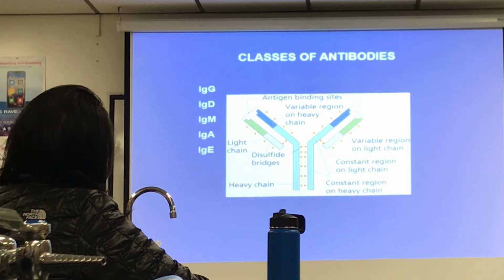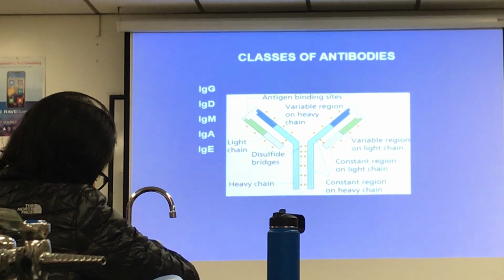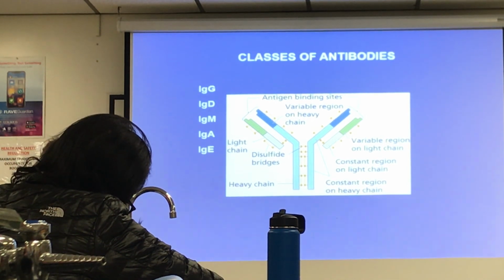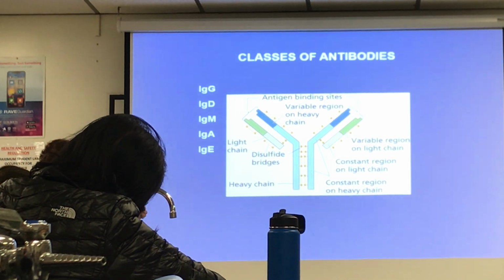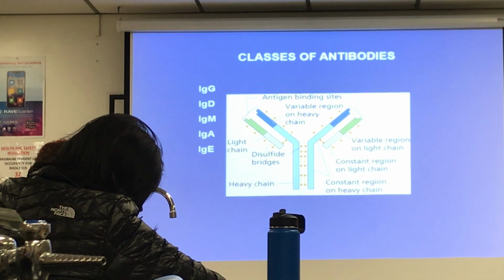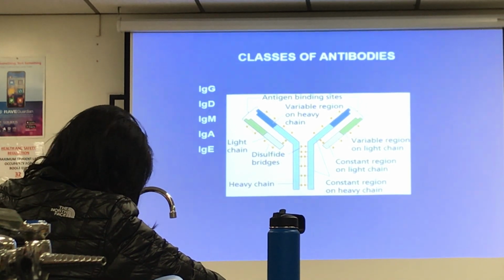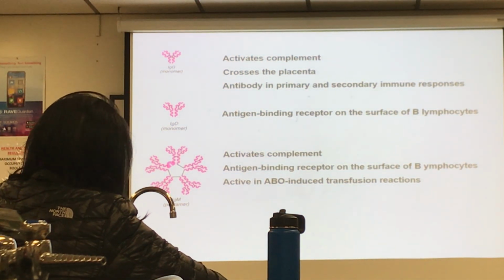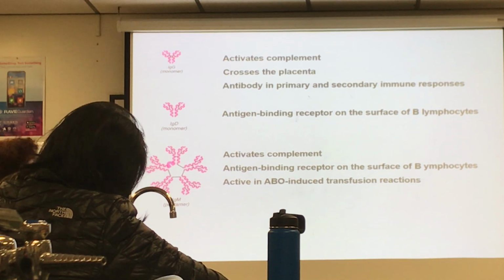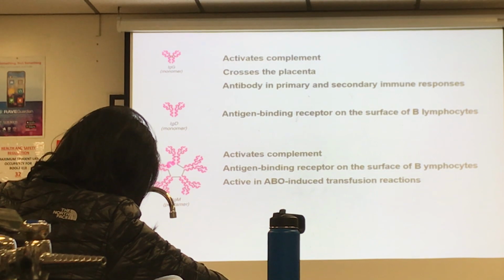We have these 5 classes. Ig stands for immunoglobulin. Remember we had different globulins, different proteins in our blood, and immunoglobulin is one of those types. And so we have immunoglobulin G, and we have immunoglobulin D and M and A and E. They all have some variation of this Y form. IgG is the most common. This is what we talk about with this response right here.